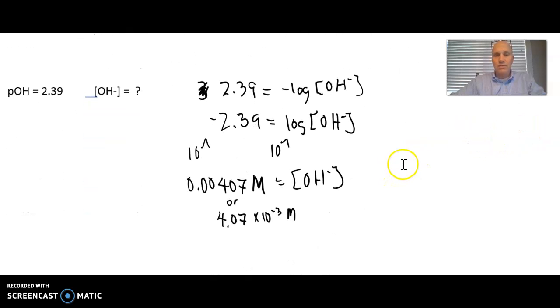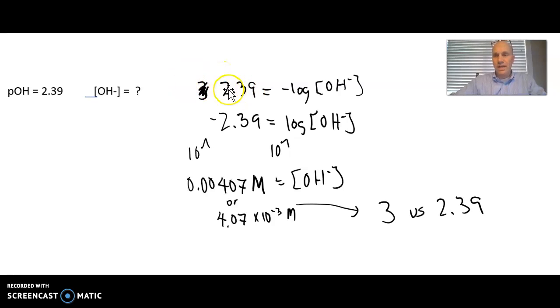We can do the same thing down here. Take our molarity, which is negative 3, turn that into a positive 3, and compare that to the original number that we had.